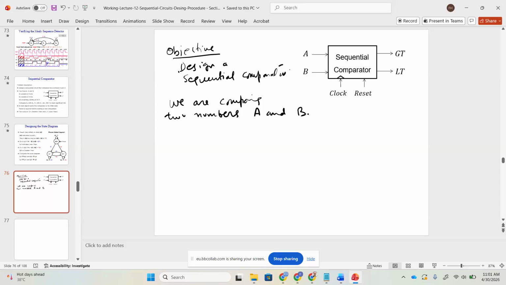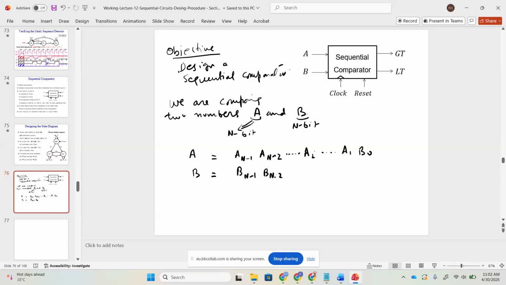Let's assume A and B are n-bit numbers. So A is an n-bit number and B is also an n-bit number. A will start from a(n-1), a(n-2), and so on until ai, until a1 and a0. Then we have another number b(n-1), b(n-2), and so on until bi, until b1 and b0. We want to compare one bit by one bit.